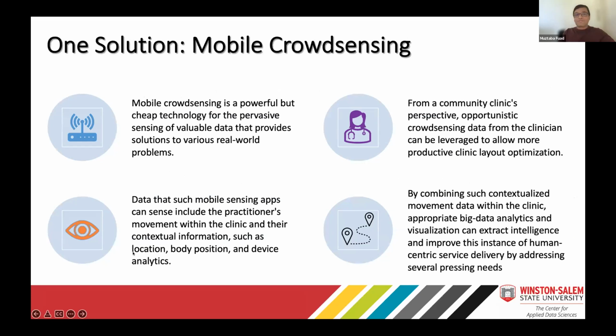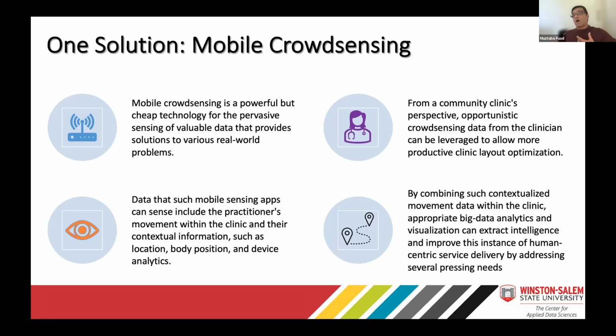That's where mobile crowd sensing comes into play, because we want to do opportunistic crowd sensing. It means that all the clinicians have a mobile device that they are carrying all the time. We want to sense that device and use it to see how they are moving around within that indoor space in the clinic. I know some of you have a question about privacy, so wait for that at the end and ask me. We'll surely discuss that.